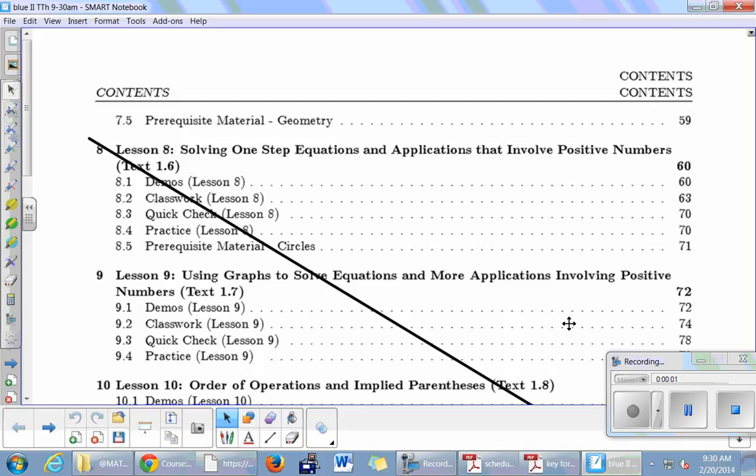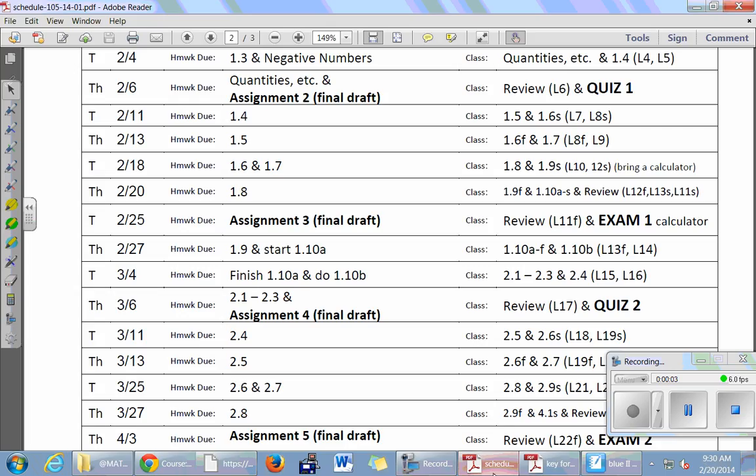Okay, a couple of announcements. So first of all, let's take a quick peek at the schedule. Today we are, where are we today? Thursday the 20th. So we're going to do section 1.9 and we're going to start section 1.10.